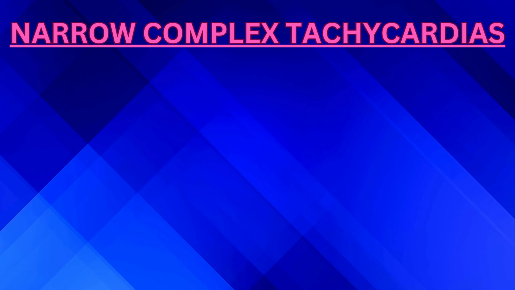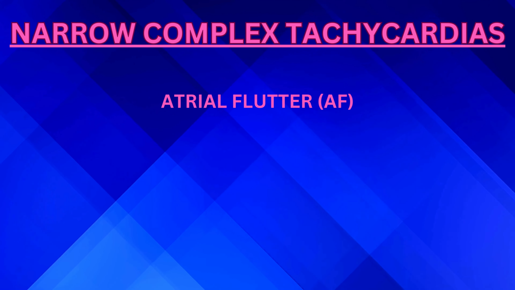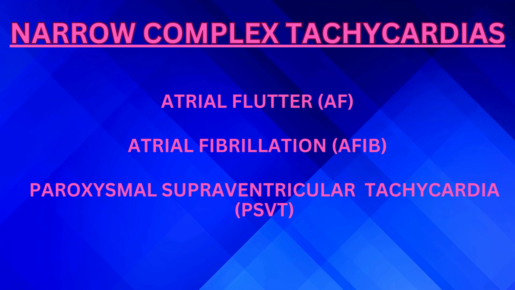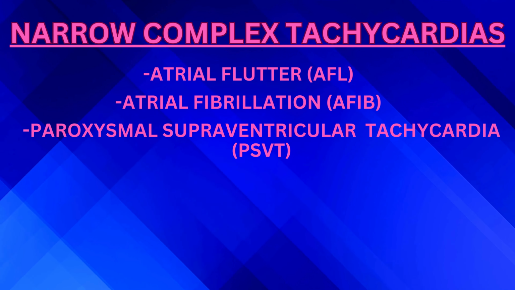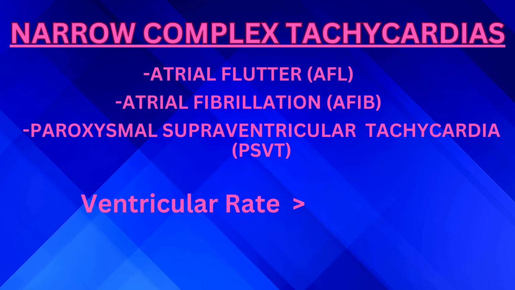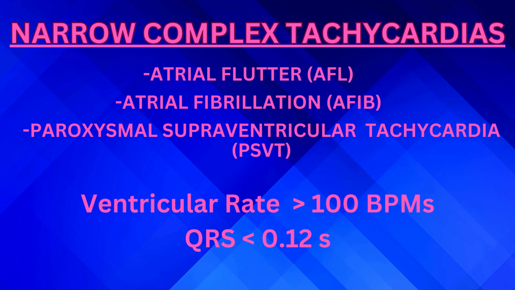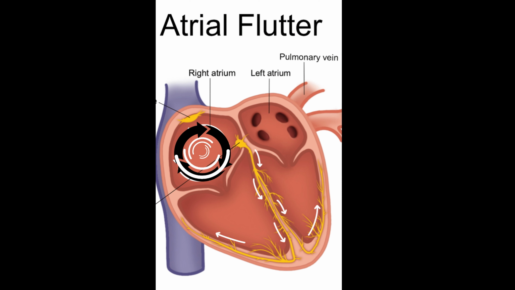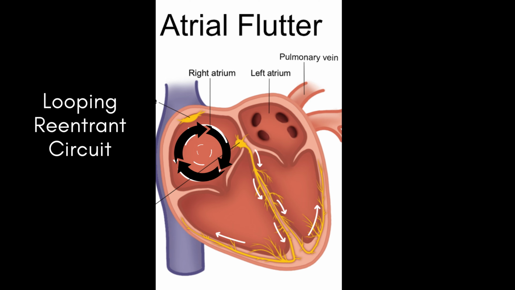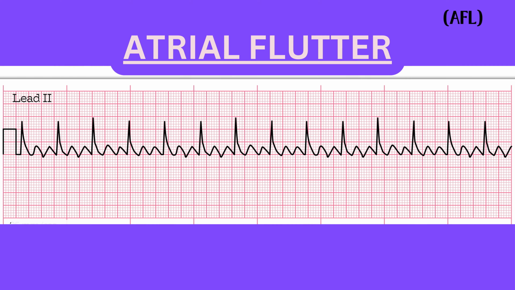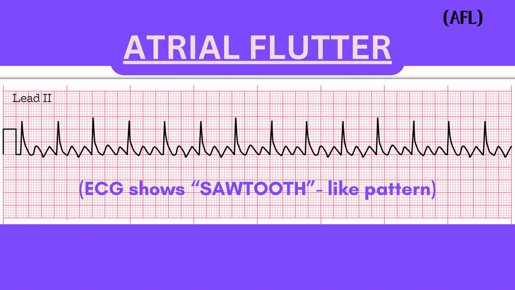Narrow complex tachycardias include atrial flutter, atrial fibrillation, and paroxysmal supraventricular tachycardia. In these cases, the ventricular rate exceeds 100 beats per minute, and the QRS complex width is less than 0.12 seconds. In the case of atrial flutter, atrial cells fire continuously due to a looping reentrant circuit. This type of pathway occurs when an impulse loops and results in a self-perpetuating impulse formation. The electrocardiogram will appear in a sawtooth pattern as seen here.